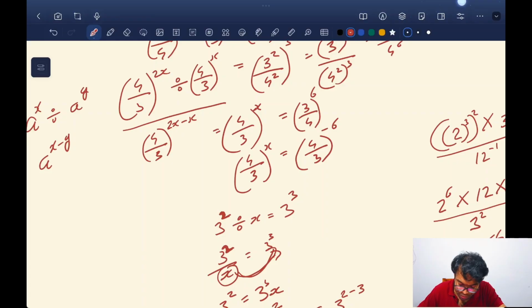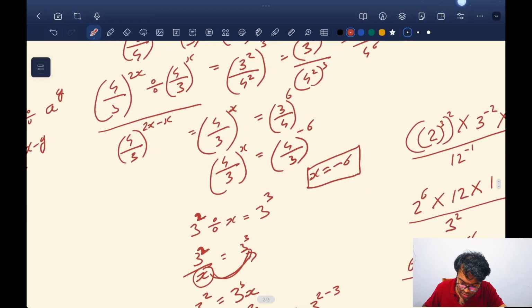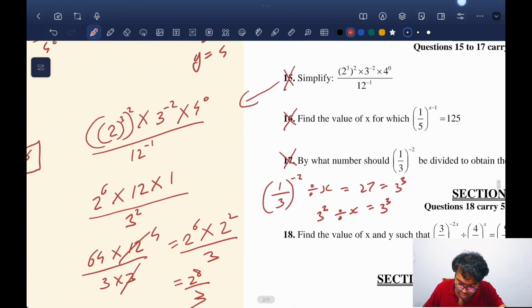हाँ कि ना है ना, सो क्या मिला? x is equal to minus 6. गलत हो गया ना. Okay, anyways, did you understand this question now? Yes, sir.